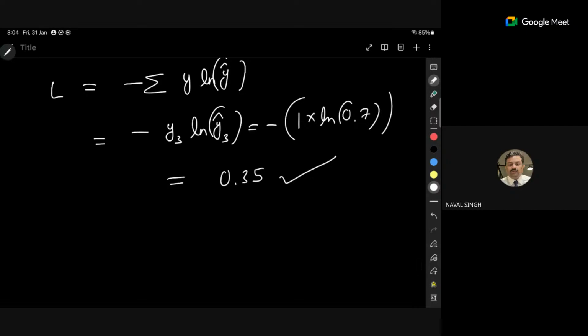It looks small, but because we use one example. If you have multiple examples, it would be high.